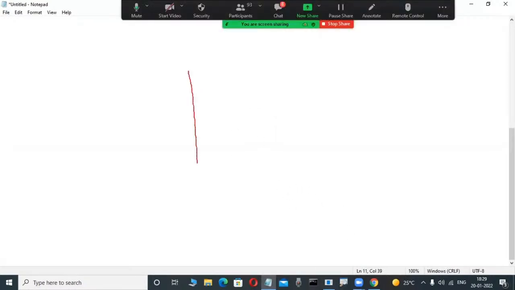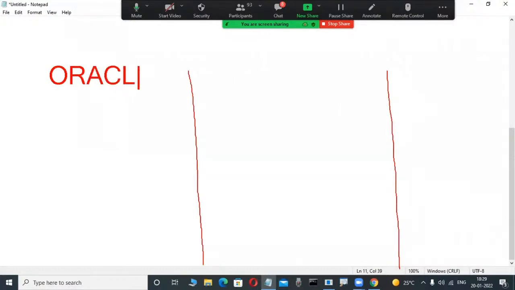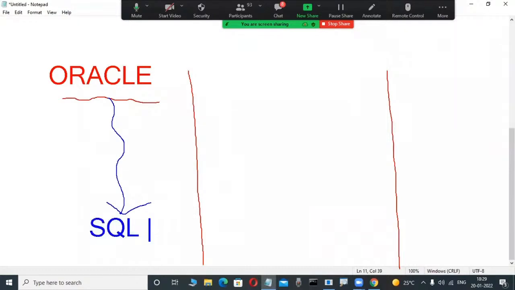Suppose I am working in a company. Observe here. I am working on Oracle projects. Oracle is a relational database product. If I want to operate this relational database product, I use SQL in my company. SQL is a language. Observe here, SQL is a language I'm using.